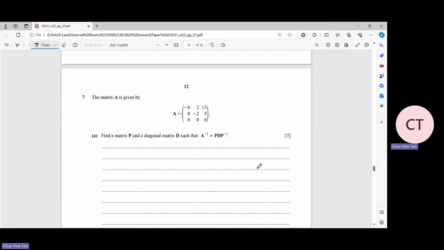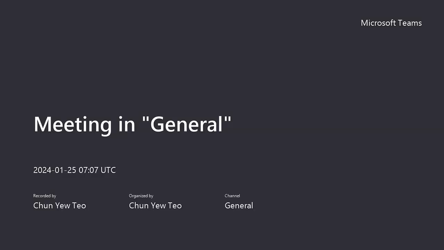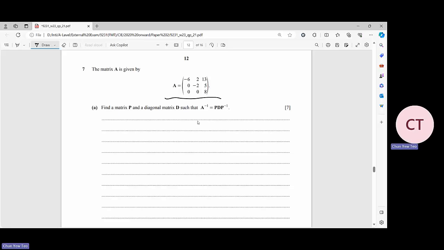And moving on, we have question number 7. Now we take a look at question number 7. The matrix A is given by the matrix over here. Find the matrix B and the diagonal matrix D such that A inverse equals B D inverse. For this question, it is very obvious that we need to find the eigenvalues and the eigenvectors for the matrix A.